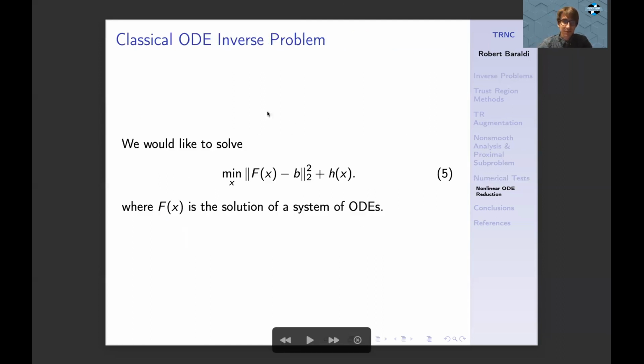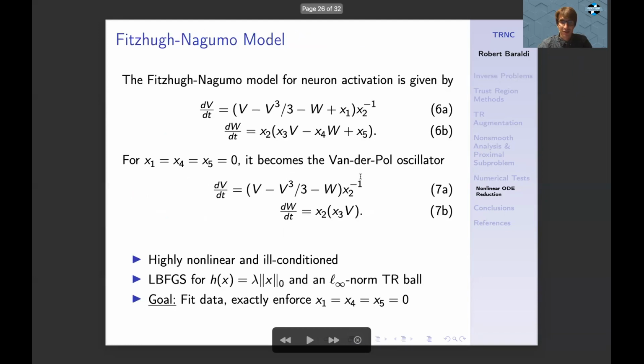So we would like to solve this inverse problem where we have some data collected, b, and some f, where f is a solution of a system of ODEs. And again, we have this regularization term h of x. And this f of x is given by the FitzHugh-Nagumo model for neuron activation, right? So it's a system of pretty highly nonlinear ODEs. You have parameters that are inversions of each other and parameters that are multiplied together.